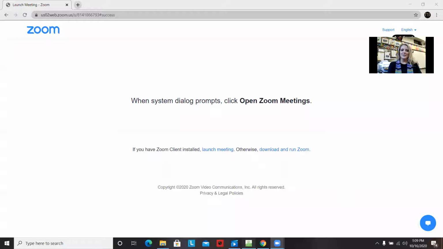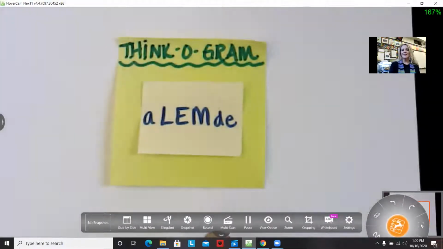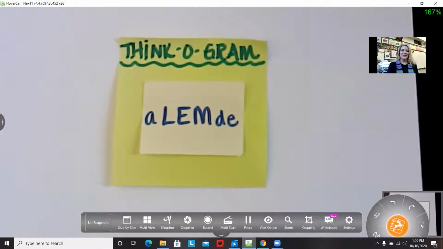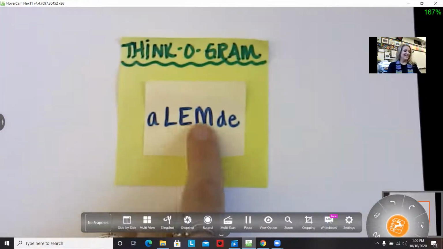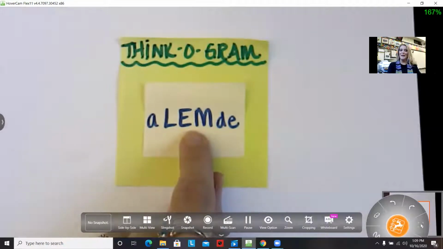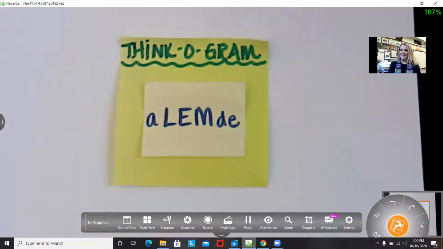So let me go to share my screen and our hover cam, and here is the Thinkogram for today. Look carefully. It's something I love to drink, especially in the summertime. Lem in the word aid, lemonade, lemonade, yum, yum, yum.